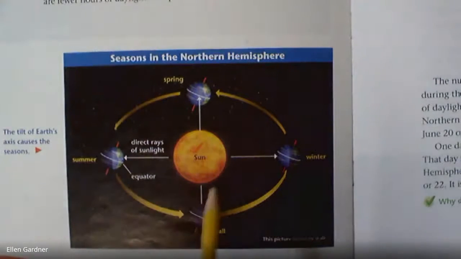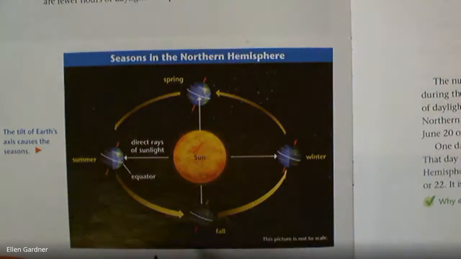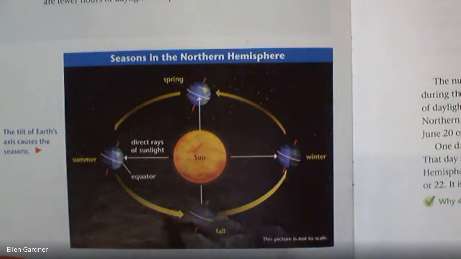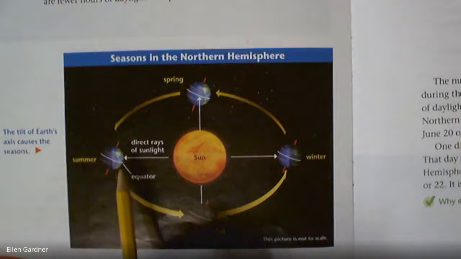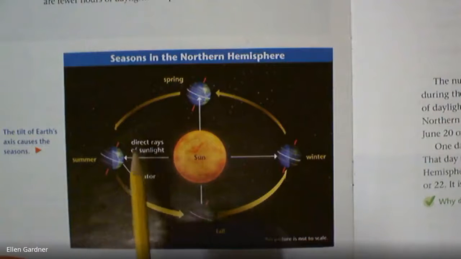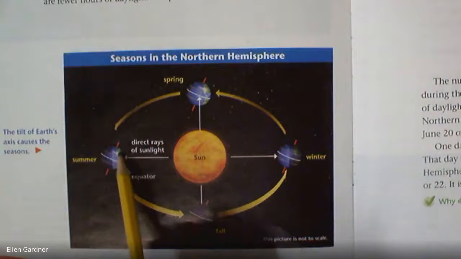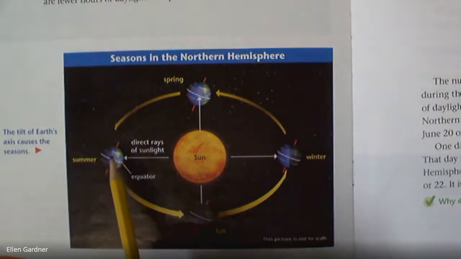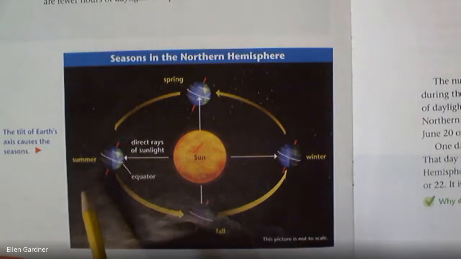Now, the number of hours of daylight changes little by little during the year. One day each year has technically the most hours of sunlight. That day is what we call the summer solstice because it's getting all of this direct sunlight. It gets more light than any other time. In the northern hemisphere, the summer solstice happens on June 20th or June 21st, and it's the start of summer.